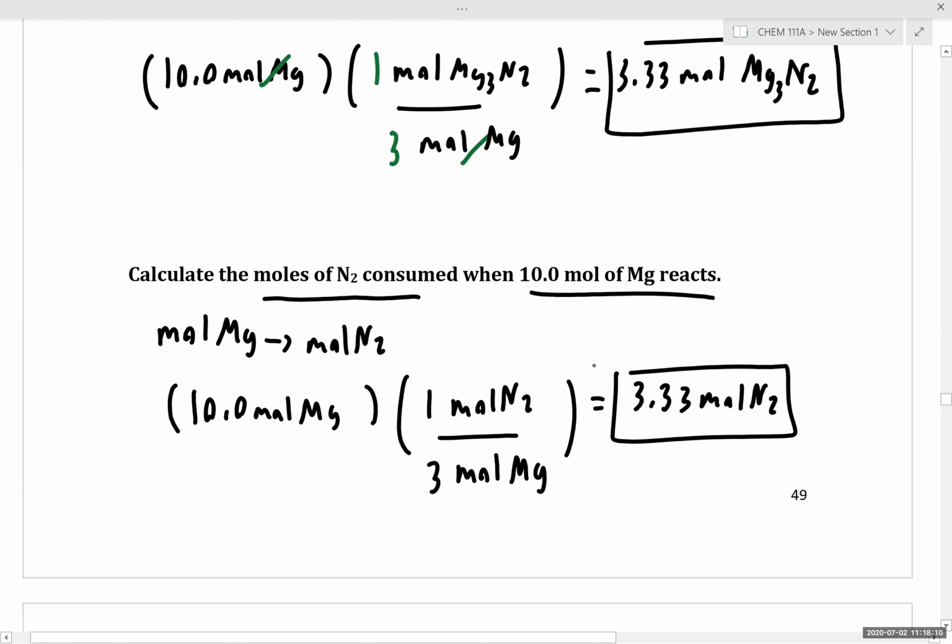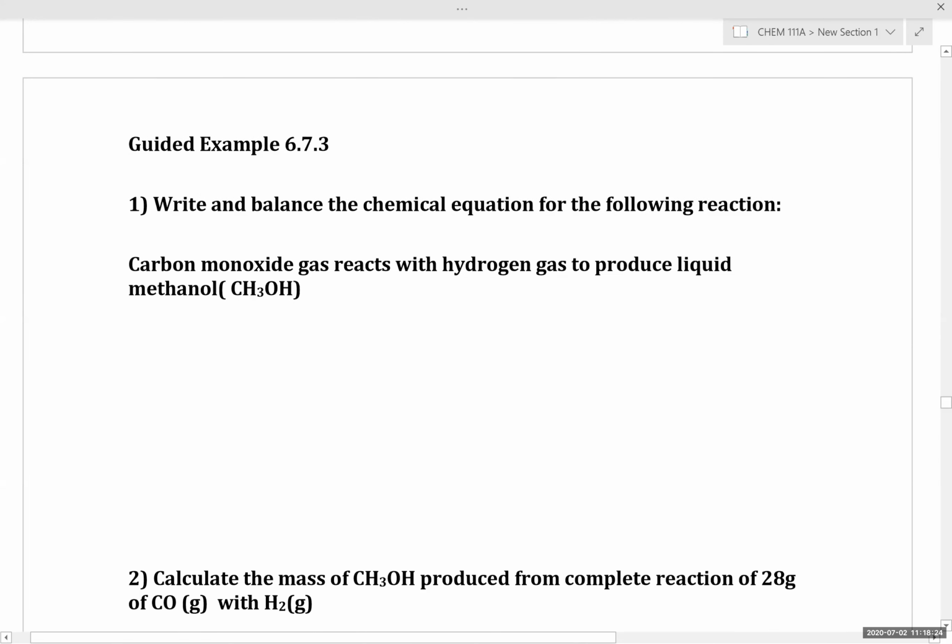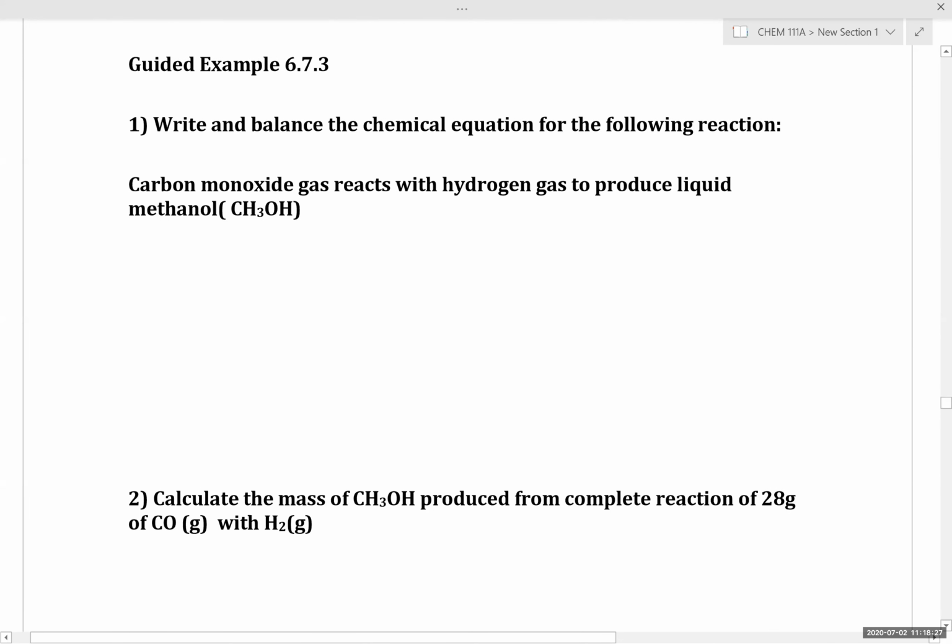Perfect. Any questions on this example? The responses I've seen in the chat and via Canvas seem perfect so far. So let's keep going now. So let's do another guided example again where we have to write a formula from the word expression. And this time we're doing calculations involving masses.